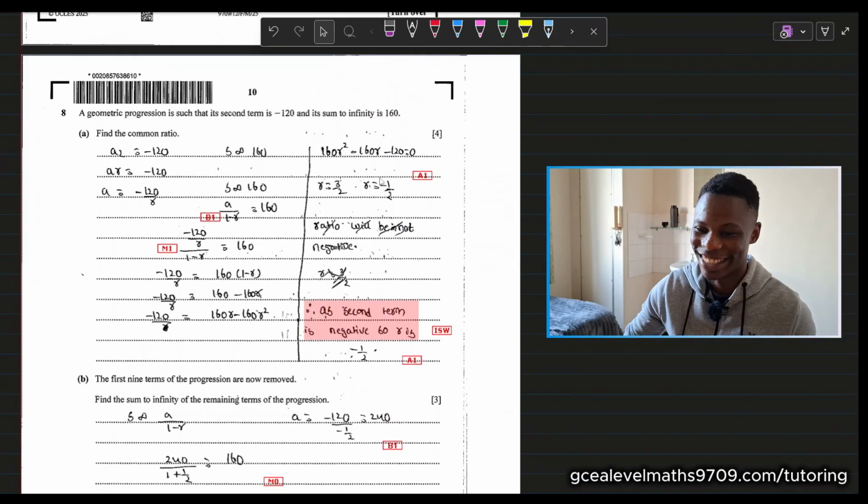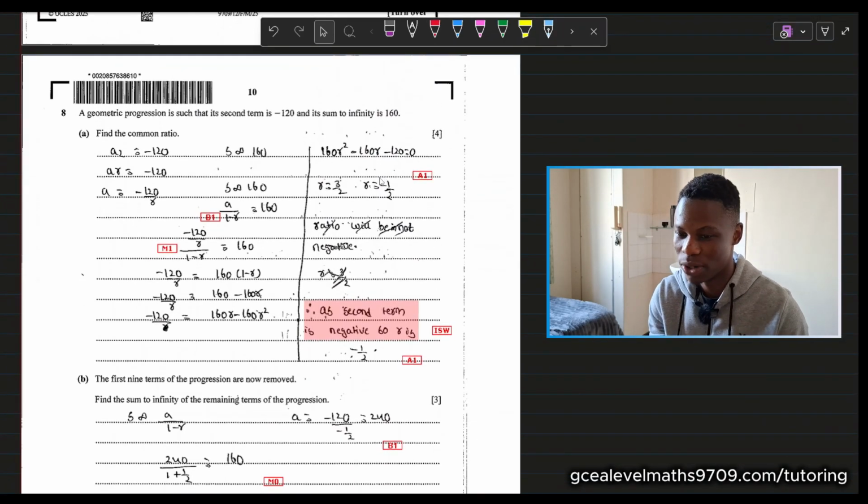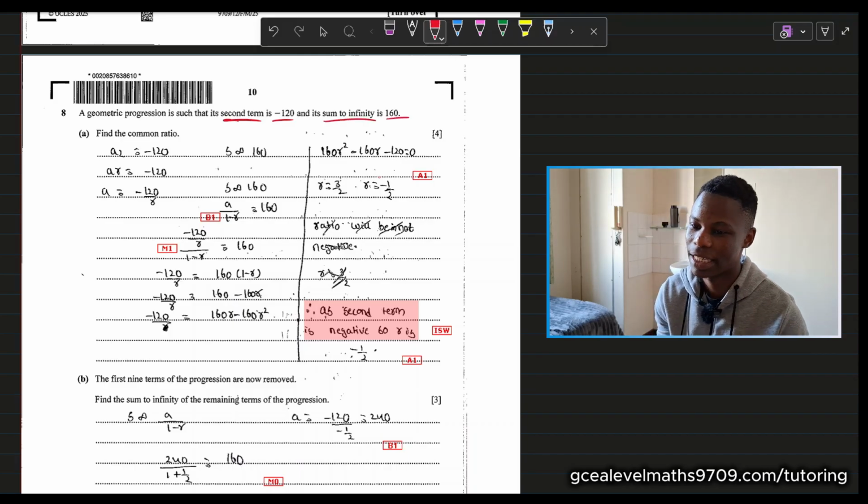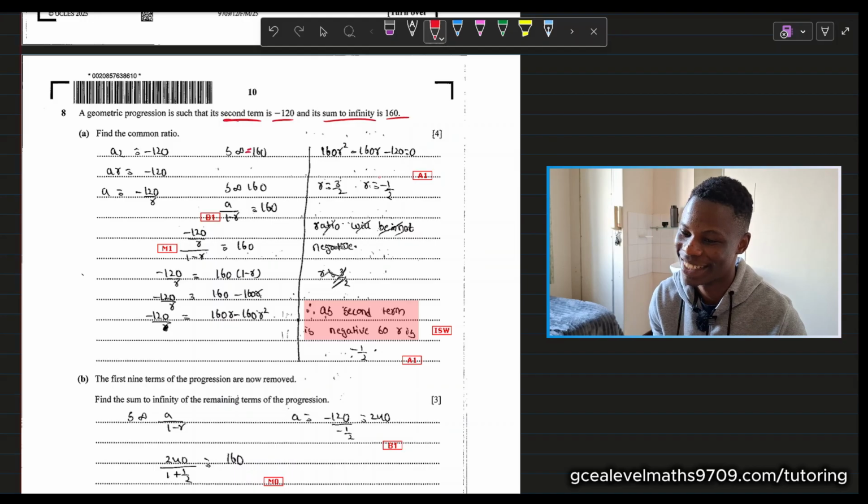Then this one we have to give pro his flowers because they cooked this question. 8 part A, geometric progression, find the common ratio. So here we're given that the second term is negative 20 and sum to infinity is 160. So you create two equations. You really should be putting an equal sign here, but it's fine. You know, you cooked, so we'll ignore that.